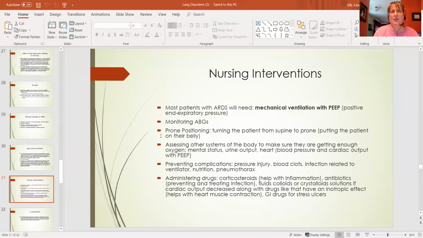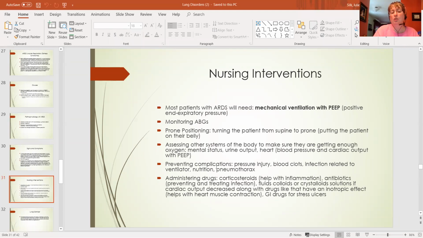But basically with this, it's kind of a waiting game. You treat whatever the underlying cause is, right? So like with my mother-in-law, it was the sepsis. So we're treating the sepsis. We leave them on the mechanical ventilation for a little bit to get their lungs better, and then we'll take them off. But you're going to treat all of their symptoms, basically.